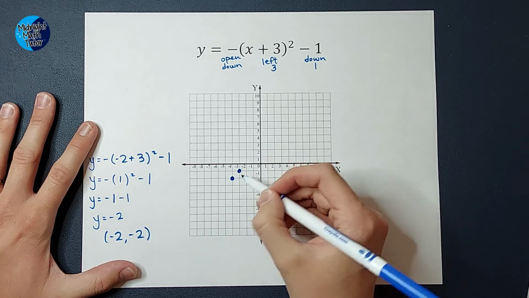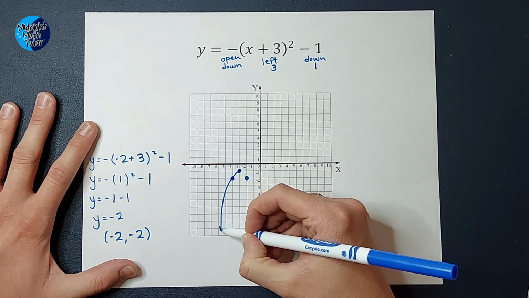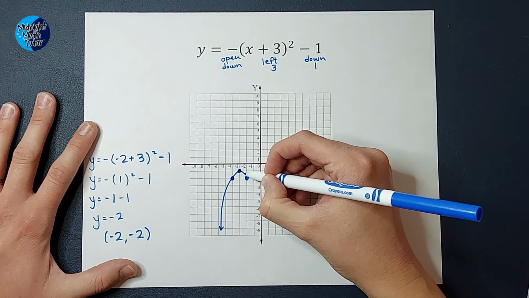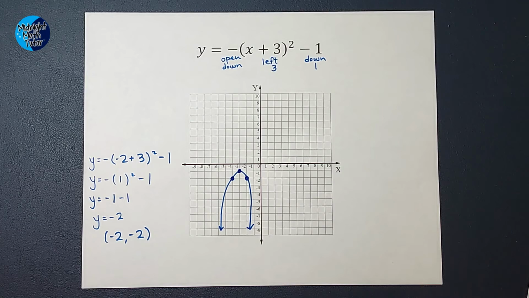So my parabola, remember, is not a straight line. We've got a curved line, and it's going to look a little something like that. That's not perfect, but I think you get the idea of what that parabola is going to look like. Hopefully this made sense.